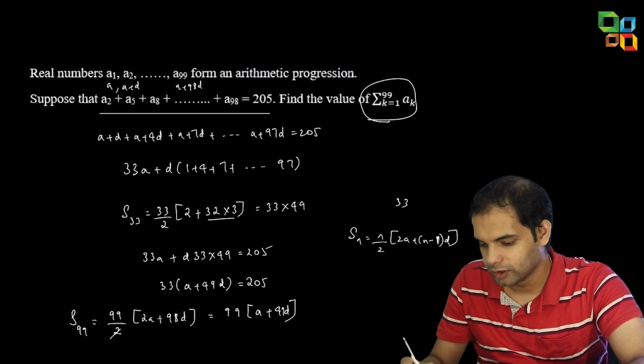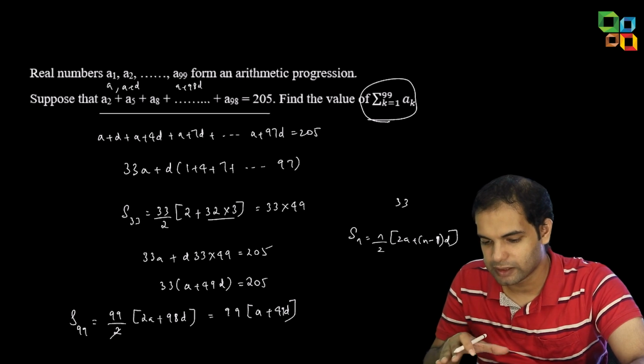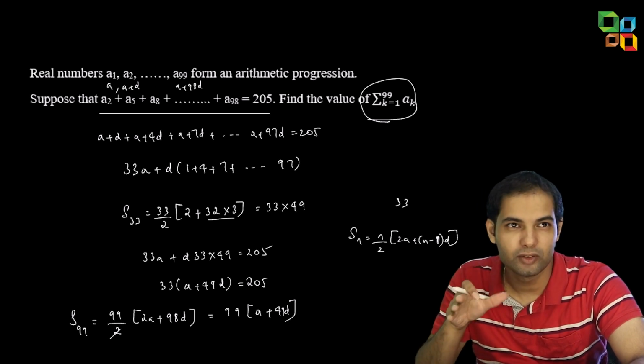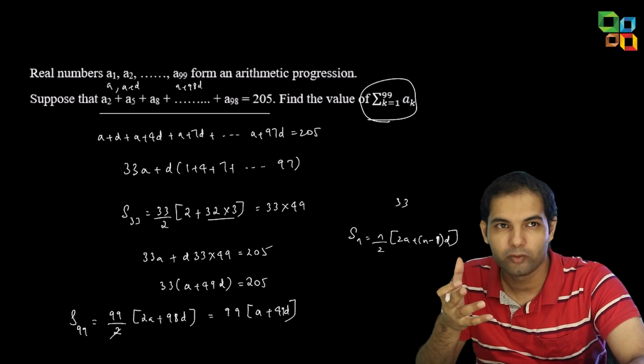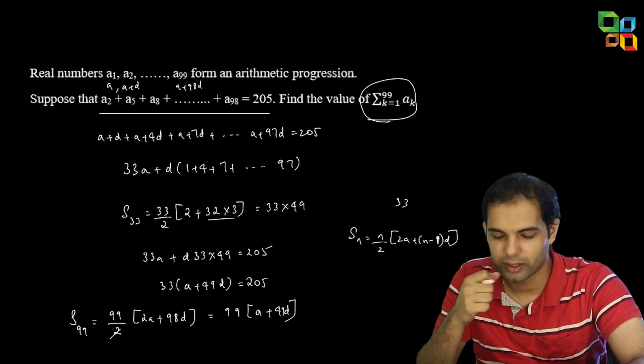That's it. So, see, that's why whenever you have to find something where A and D are not given, they will give some other information. You have to figure out what information is given. You have to just try to extract it.